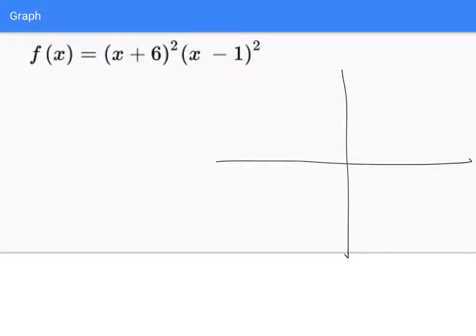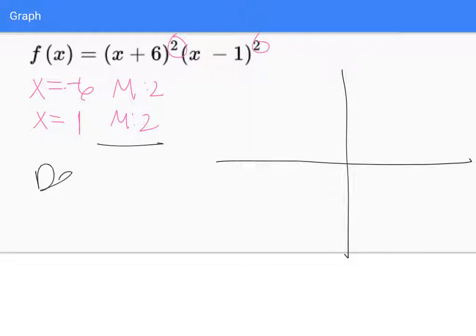You guys didn't know, but I just did this without recording it, so I have to do it again. First, I'm finding my zeros. X equals negative 6. That happened 2 times, so a multiplicity of 2. Second zero, x equals positive 1, multiplicity of 2 because it happens twice. If you have no idea where I'm getting these numbers, you should probably go rewatch one of the videos.